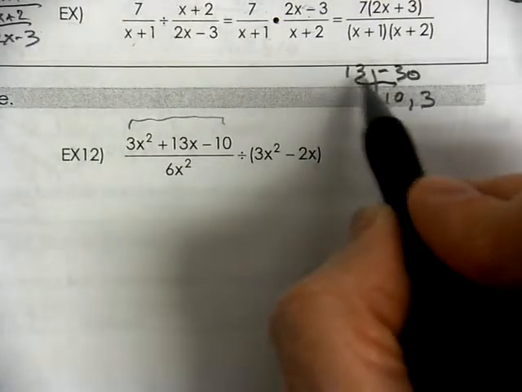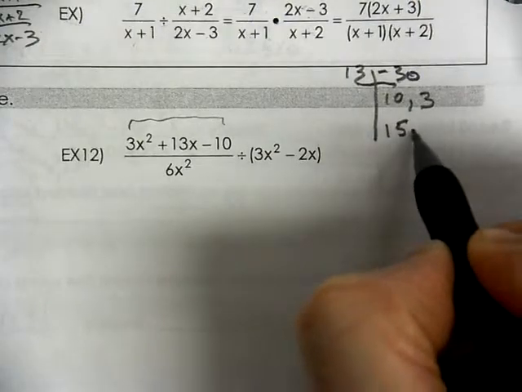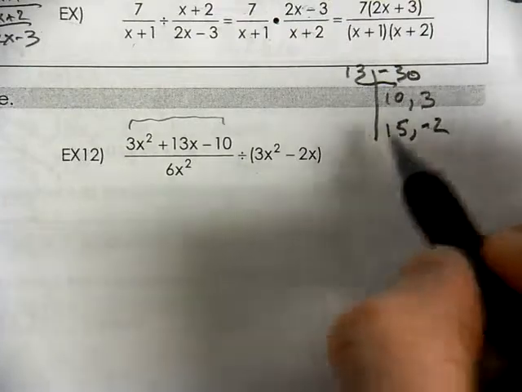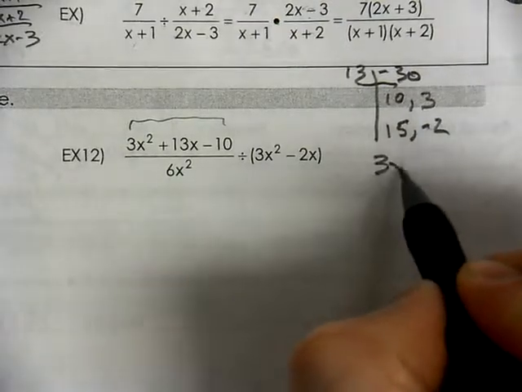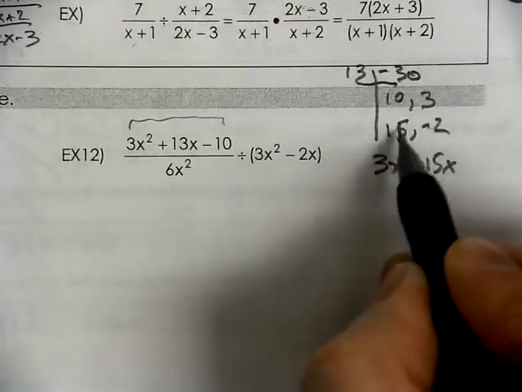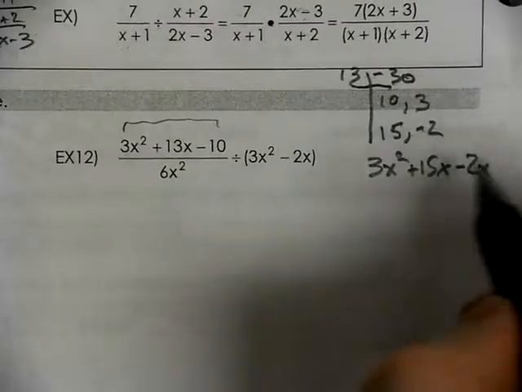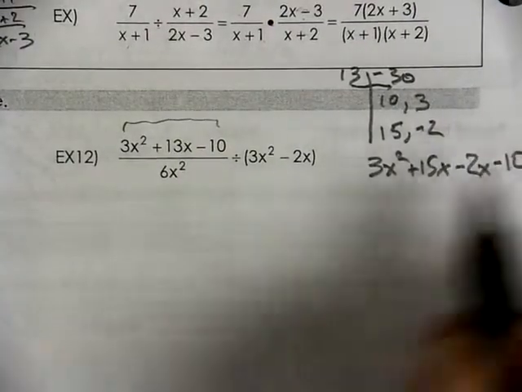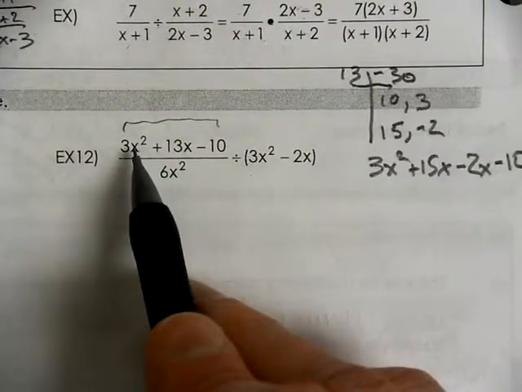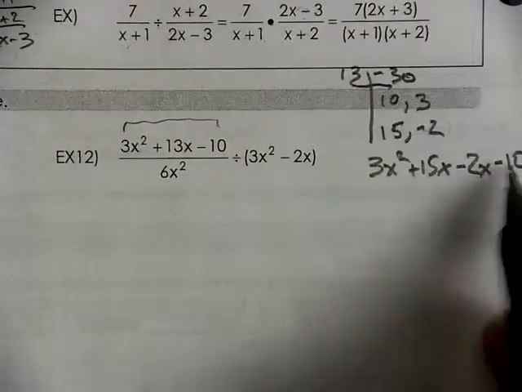So you couldn't get 13 out of that. So it's got to be 15 and a negative 2. Now the signs are different and it adds to be 13. So we're going to take our 3x squared plus 15x. We're going to take this 15 and make it 15x minus 2x minus 10. So we're taking our numerator and we leave it with the 3x squared. We write the 13 as 15 minus 2 and we leave the 10.